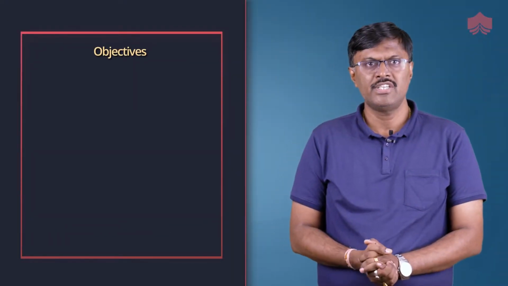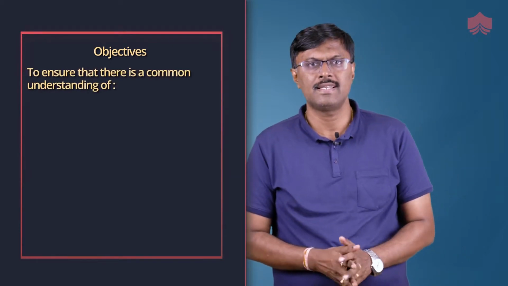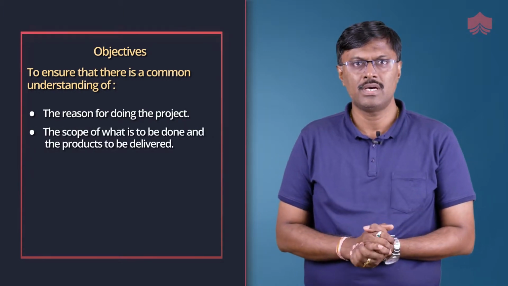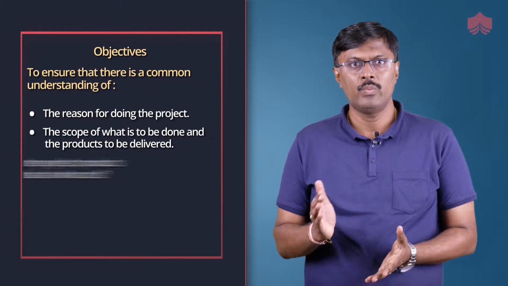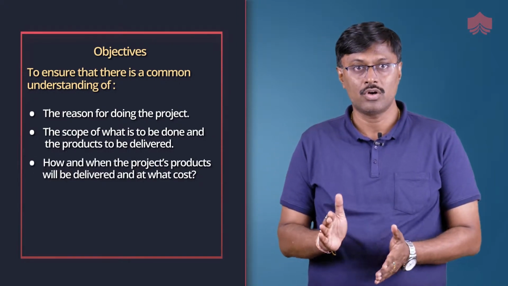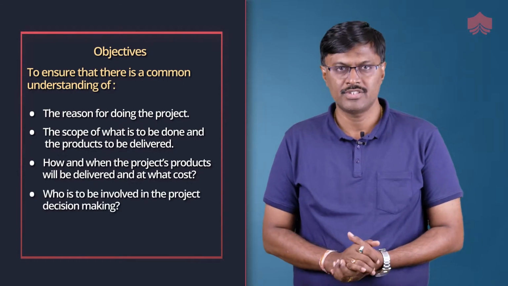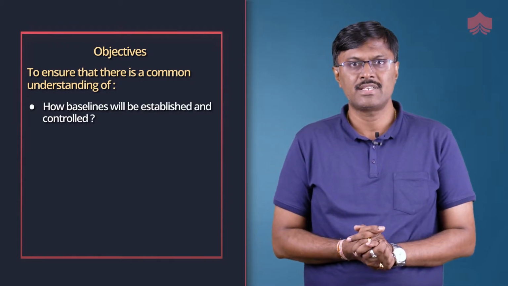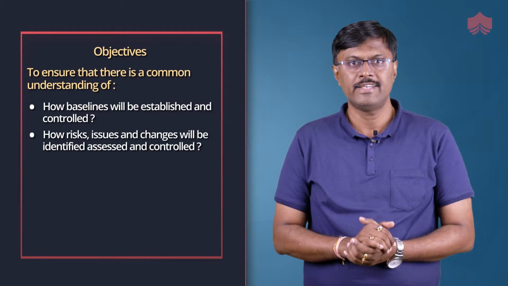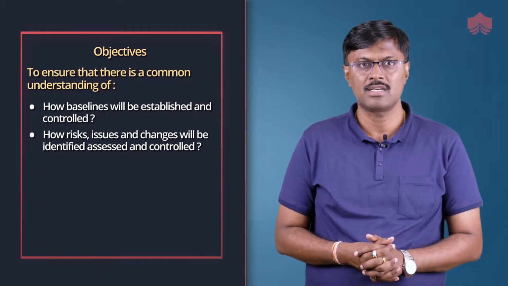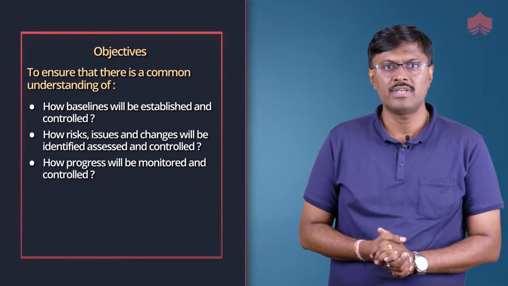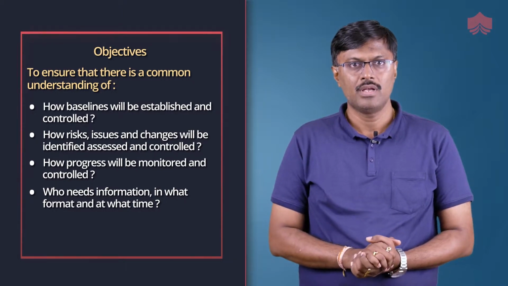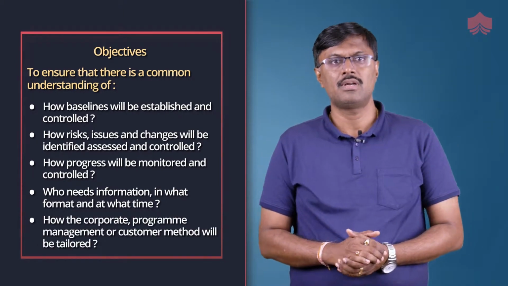The objectives of the initiating a project process are to ensure that there is a common understanding of the reason for doing the project, the scope of what is to be done and the products to be delivered, how and when the project's products will be delivered and at what cost, who is to be involved in the project decision making, how the quality required will be achieved, how baselines will be established and controlled, how risks, issues and changes will be identified, assessed and controlled, how progress will be monitored and controlled, who needs information in what format at what point in time, and how the corporate program management or customer method will be tailored.